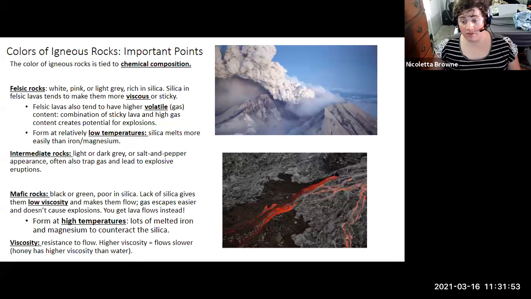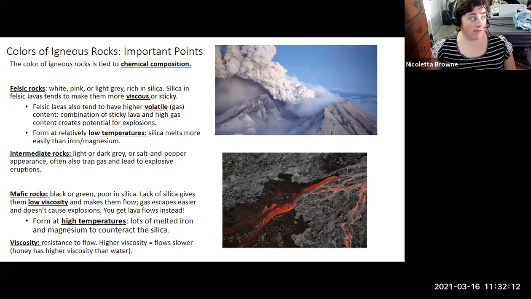And in volcanoes with mafic magmas, in contrast, the low silica content gives the lava a more runny texture, and the lava usually just pours out of the sides of the volcanic vent. And gas can also escape before it builds up enough to cause an explosion. So you tend to get slow-moving lava flows as opposed to large explosions.